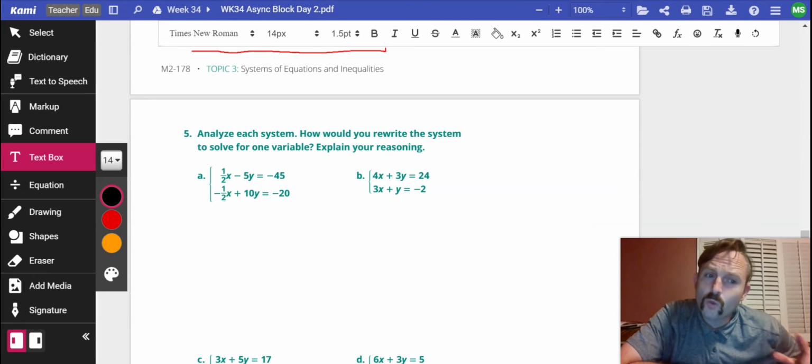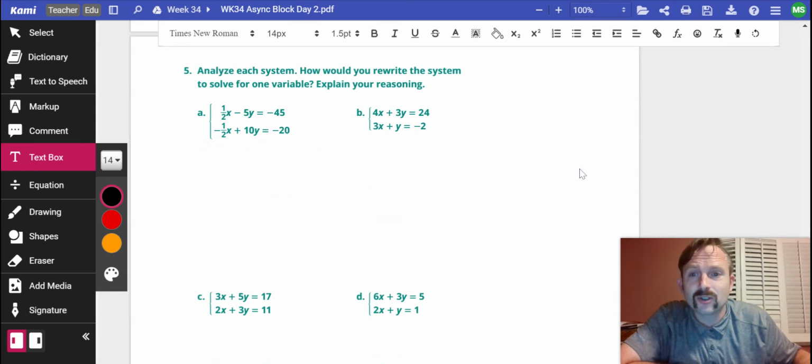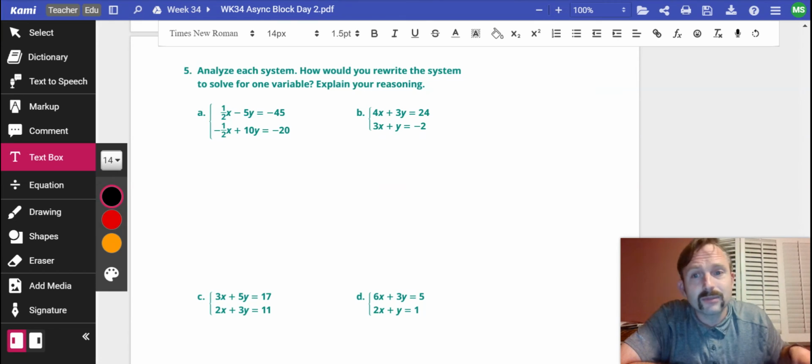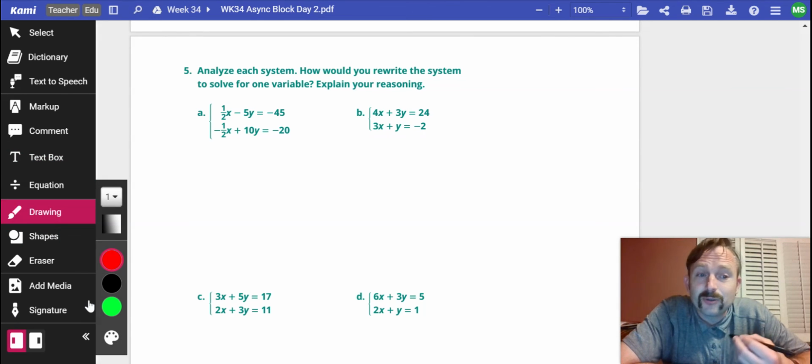All right, guys, I'm going to do one of these, and then I'm going to ask you to finish this off for the weekend, okay? For extra credit. Analyze each system. How would you rewrite the system to solve for one variable? Explain your reasoning. So pretty much, do we need to multiply by anything? Do we need to leave it alone? What do we have to do?